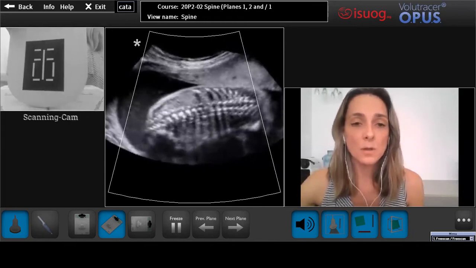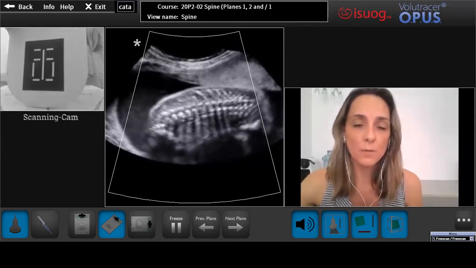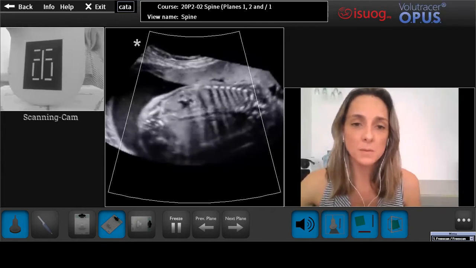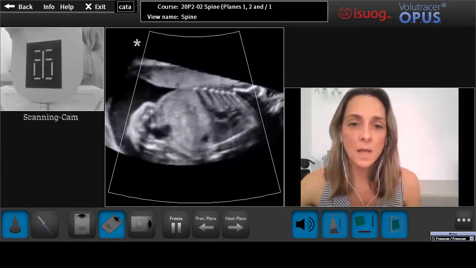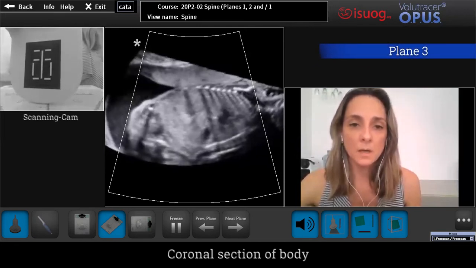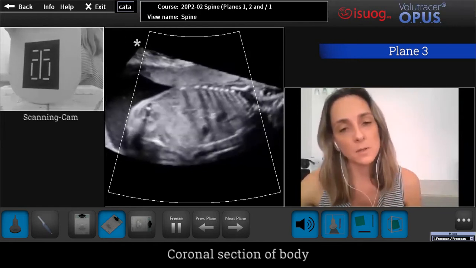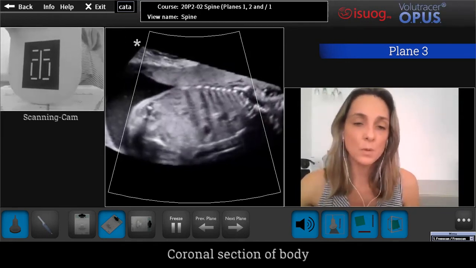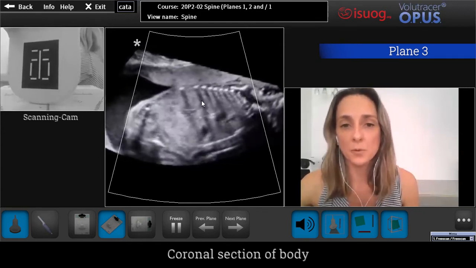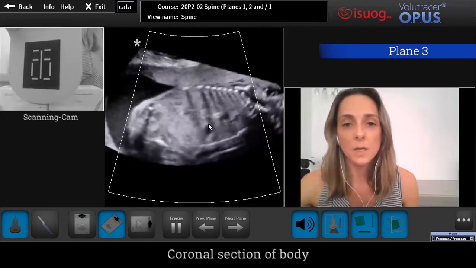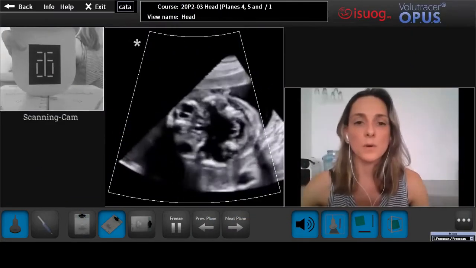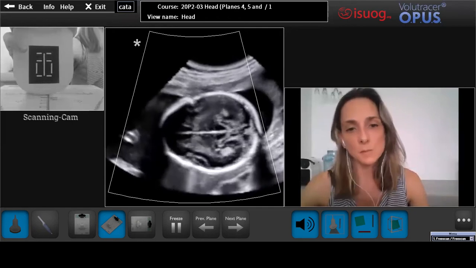And now to go to the third plane, which is a coronal view of the fetal body, I just need to slide my probe towards baby's body like this. And here I have an overview of the whole fetal body, a coronal view. And this is, for example, a very good view to rule out defects of the fetal diaphragm, because I can see here the diaphragm and I can see here the stomach below the diaphragm.